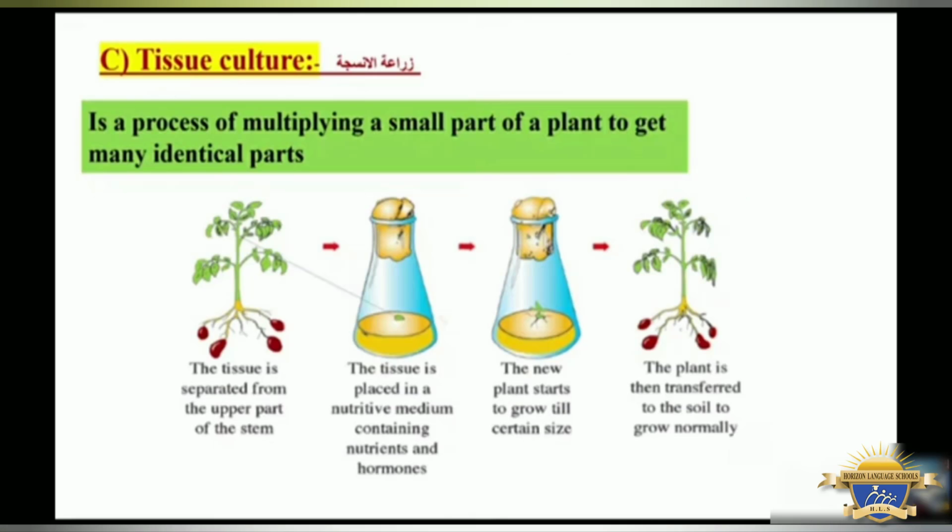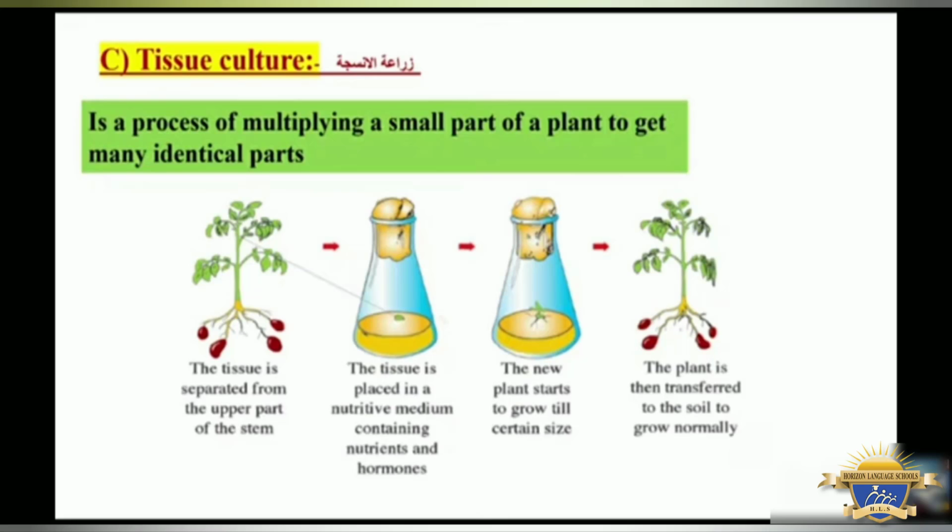Number 3. Tissue culture. It is a process of multiplying a small part of a plant to get many identical parts. How to make tissue culture? Number 1. The tissue is separated from the upper part of the stem. Number 2. Then the tissue is placed in a nutritive medium containing nutrients and hormones. Number 3. The new plant starts to grow till a certain size. Number 4. The new plant is then transferred to the soil to grow normally, as we see in the image.